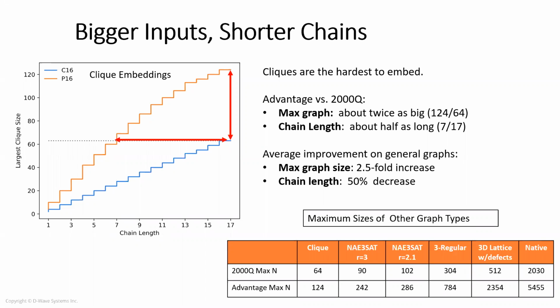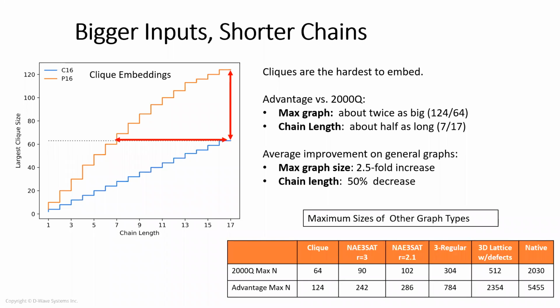And so the plot here gives us a sense of that. On the y-axis is the largest clique size. Clique is another name for a fully connected graph, that is, a collection of nodes where every node is connected to every other node. So the largest clique size is how many nodes there are that are fully connected. And if you look at the blue staircase there, the x-axis is showing the chain length. That is another name for how many physical qubits are needed to represent each virtual node.